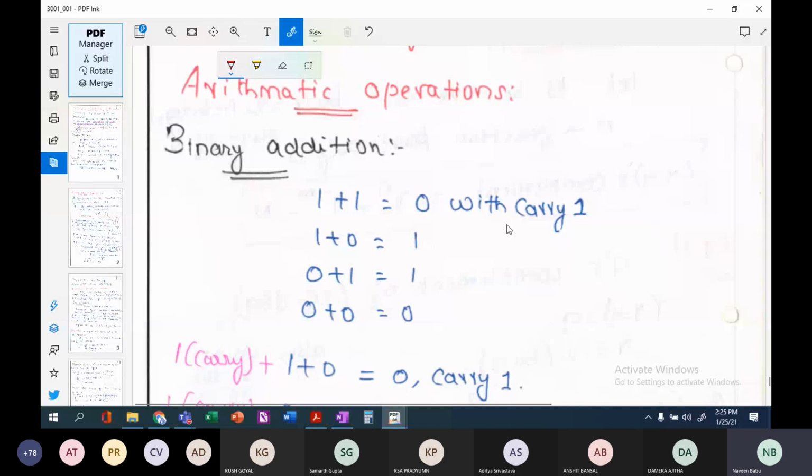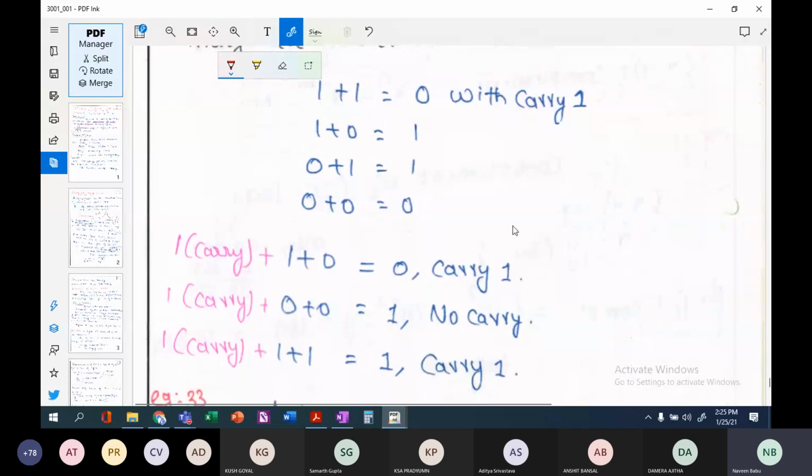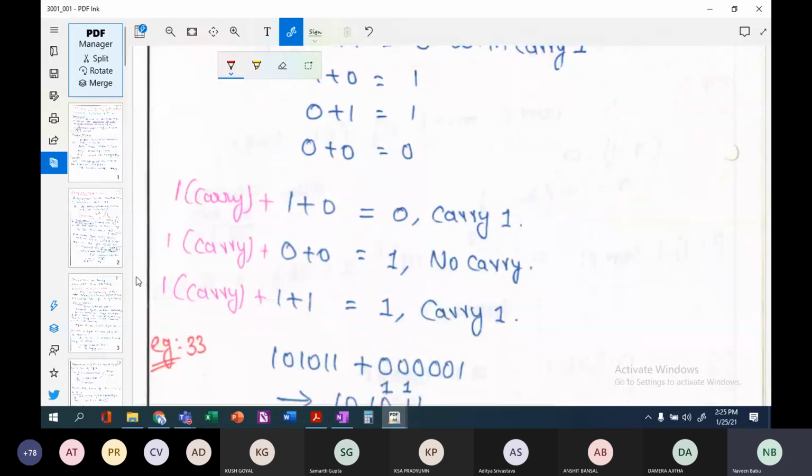So binary addition. Though it is preliminary, I'm just slightly repeating what you already know. 1 plus 1 is 0, but with a carry of 1. 1 plus 0 is 1. 0 plus 1 is also 1. 0 plus 0 is 0. Now, normally you will get 3-bit additions. So if you get a carry, then you have to add 1 and 0, and here the sum will be 1 plus 1.